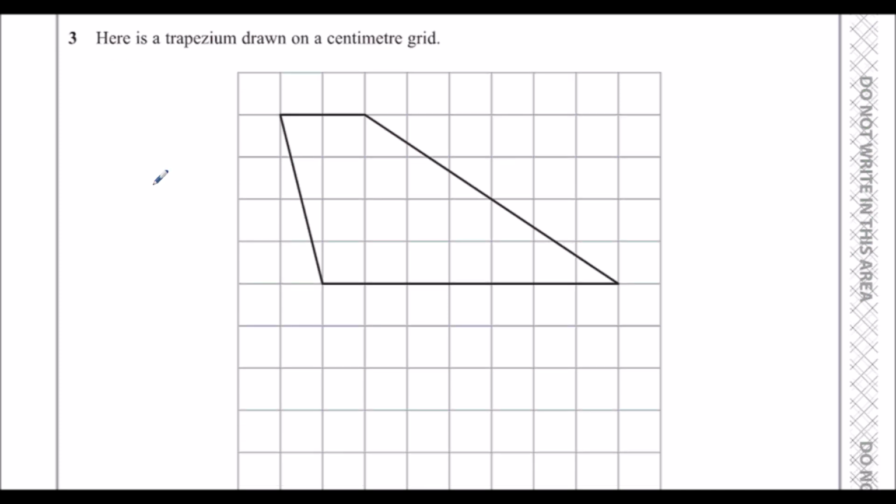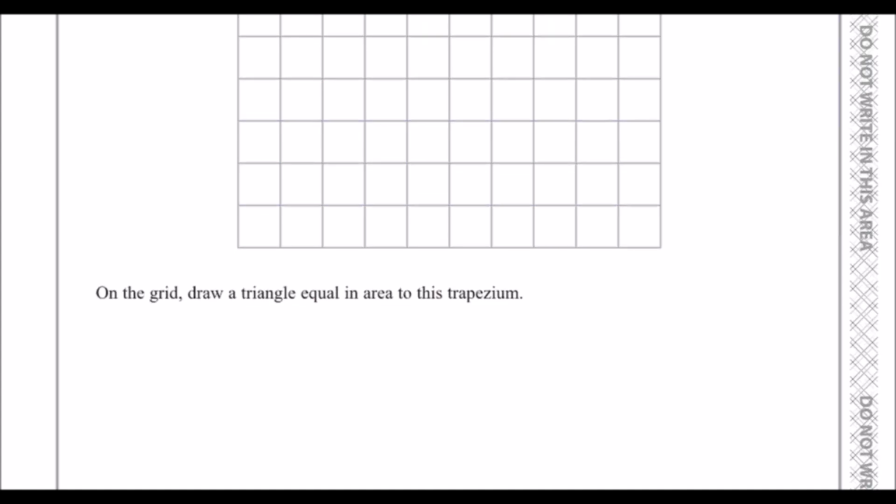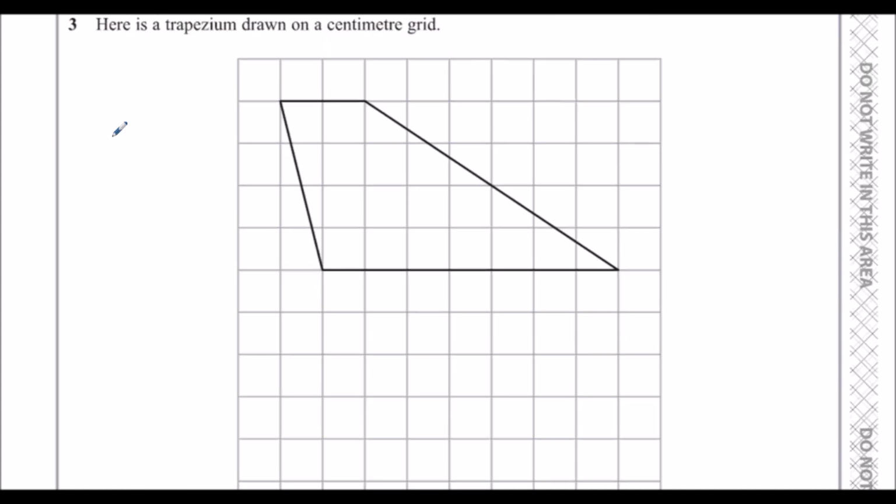Question 3. Here is a trapezium drawn on a centimeter grid. On the grid, draw a triangle equal in area to this trapezium. So we need to know the area of the trapezium, and then we can draw a triangle with the same area. So along the base, it's 1, 2, 3, 4, 5, 6, 7. Along the top, it's 2. And it is 4 tall.